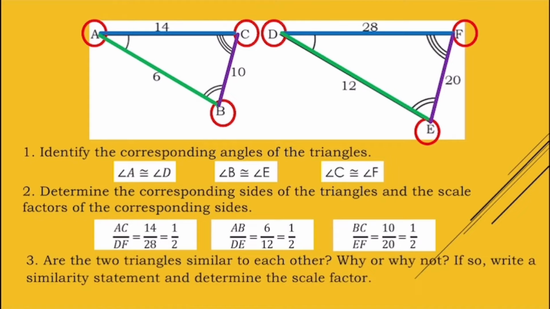So for our third question, are the two triangles similar to each other? Why or why not? If so, write a similarity statement and determine the scale factor. So for number 3, the two triangles are similar because the corresponding angles are congruent and corresponding sides are proportional. The similarity statement is triangle ABC is similar to triangle DEF, and the scale factor is 1/2.